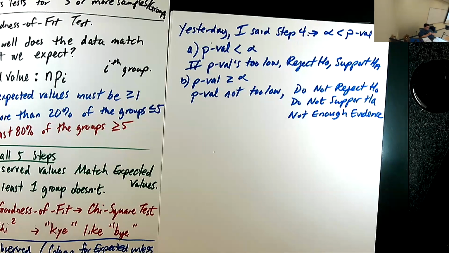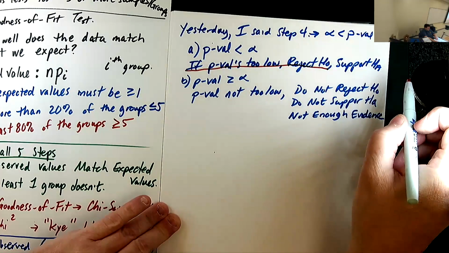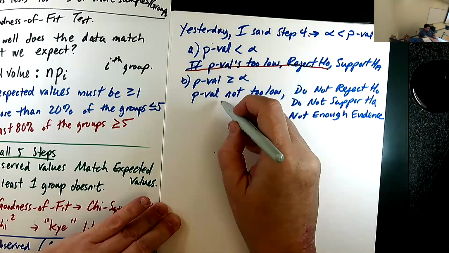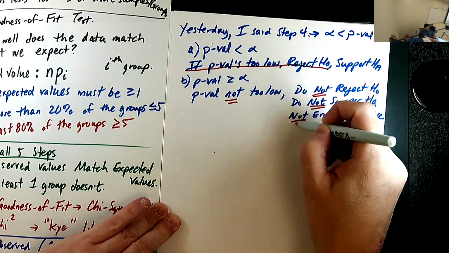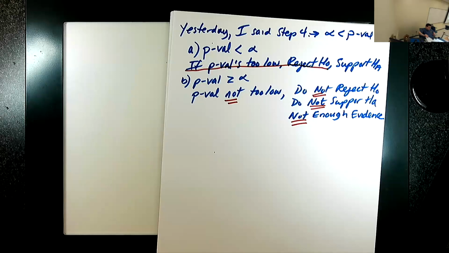The easiest way to remember these is the jingle: if p-value is too low, reject the H naught. And then just go, okay, if that's not true, it's not. All the nots go together. It's not too low, we do not reject H naught, we do not support HA, and there's not enough evidence. All right, that was a little mistake I gave you guys yesterday.